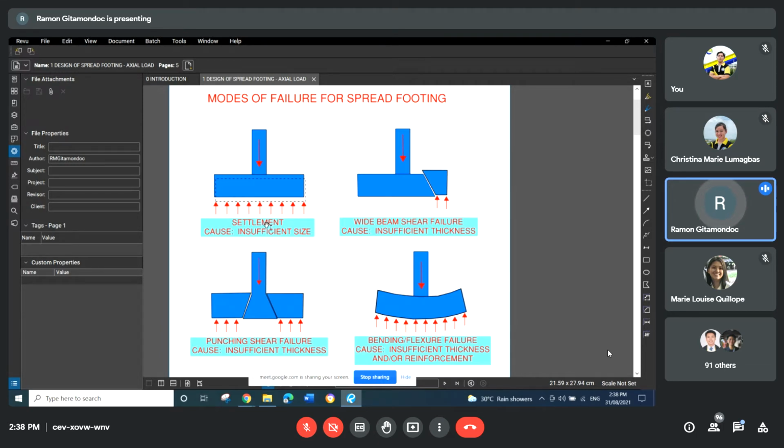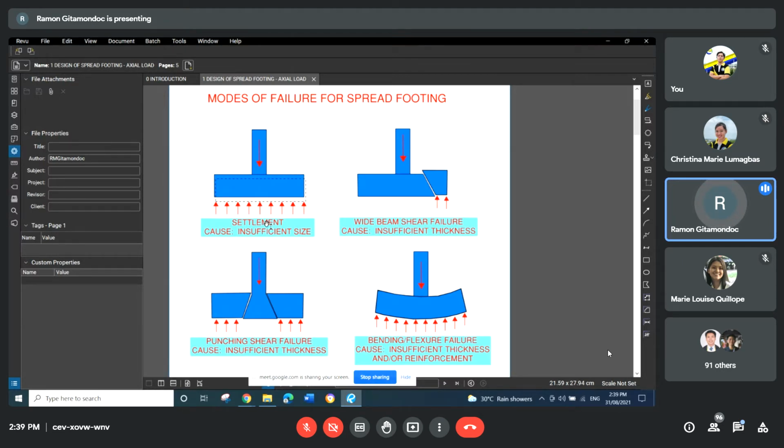So to control settlement, either we increase the footing size or we adjust the footing depth. Because in some cases, the bearing capacity will improve at the lower strata. For example, bearing capacity at 1.5 meters is only 100 kilopascal, but at 2 meters depth, the bearing capacity is already 200 kilopascal. So you might consider embedding your footing at a lower depth to control settlement.